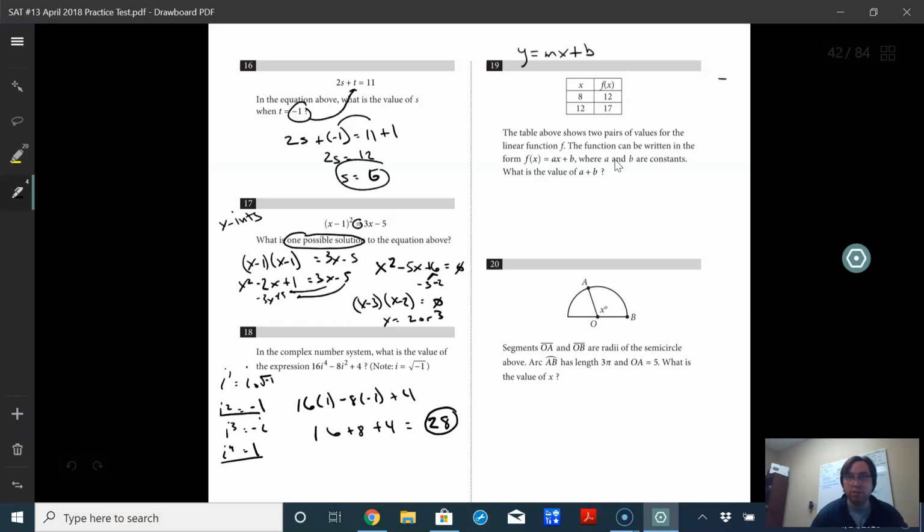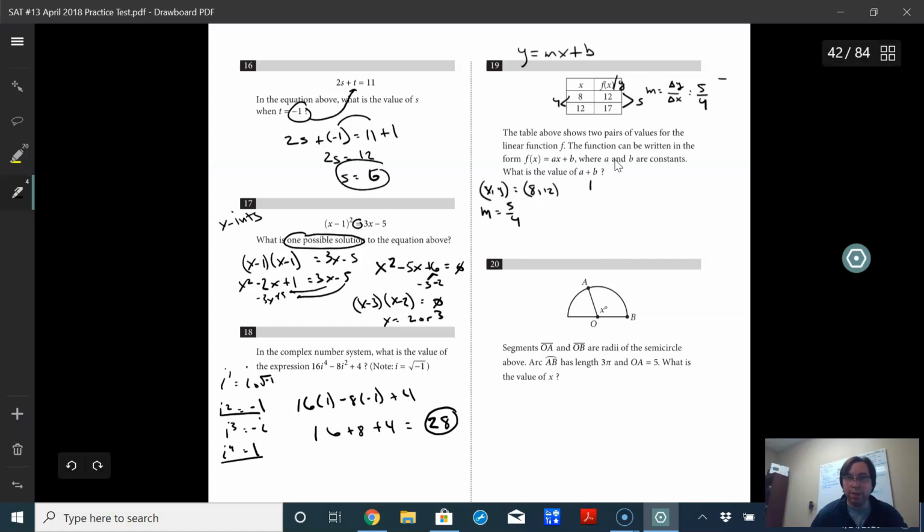And so remember our slope is the change of y over the change of x, which in this particular case is 5 over 4. So that's my slope. The other thing is, if we have the slope and an ordered pair, we can always find our intercept. Remember that from the class. So let's take this first one where we see (x, y) is equal to (8, 12). We also know the slope is equal to 5 fourths. So let's plug that in.